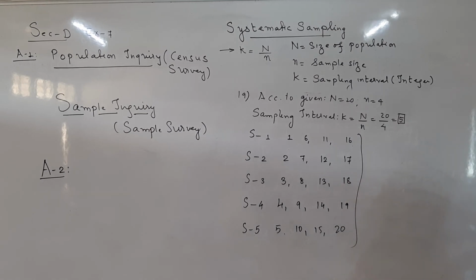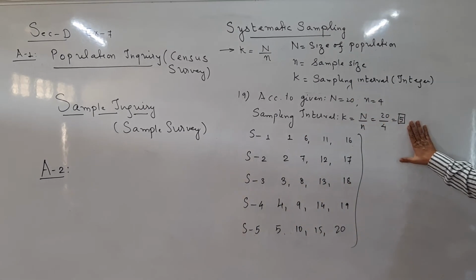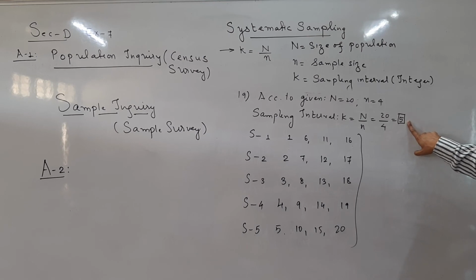Whenever we get sampling interval 5, it means we are free to select the first unit from 1 to 5. Check: 1, 2, 3, 4, 5. Suppose my sampling interval was 10. I am free to select any one unit from the first 10. Suppose my sampling interval is 20. Then I am free to select any one unit from 20. So according to the sampling interval, which is 5, these are the possible 5 samples.